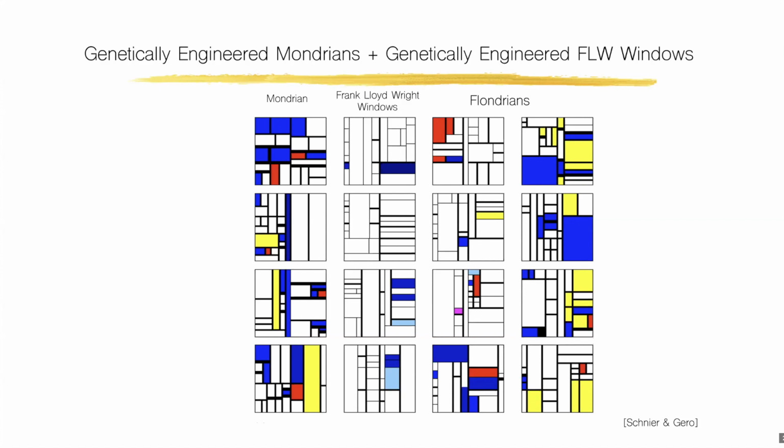Flandrians are what happens when Mondrian's genetically engineered genes mate with Frank Lloyd Wright windows genetically engineered genes. The third column is when Frank Lloyd Wright genes are dominant, and the right column is where Mondrian's genes are dominant. These things never existed before.